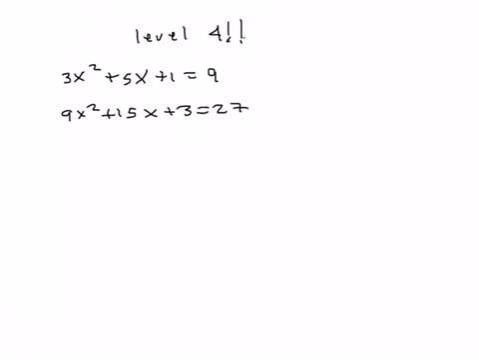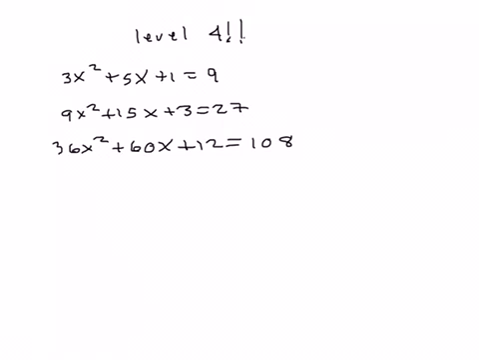I'm going to use a property. There's a property that says that if you have a perfect square and you multiply it by another perfect square, guess what you get? You get a perfect square. So instead of multiplying everything by 2, I'm going to multiply by 4, because 4 is a perfect square. So multiplying everything by 4, I get 36x squared plus 60x plus 12 equals 108.